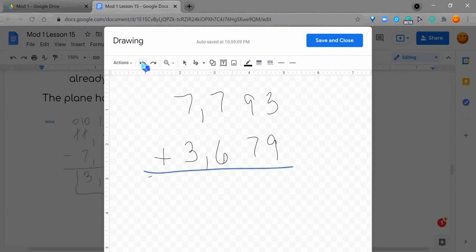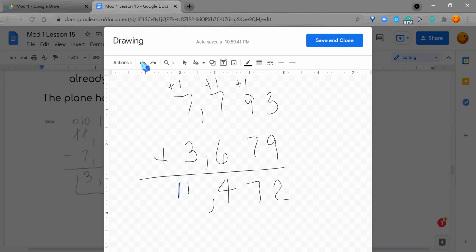Do you see how that worked? Add. So I'm going to do 3 plus 9. You're right, is 12. I drop the 2, carry my 1. 1 plus 9 is 10, plus 7 is 17. Great job. And I carry my 1, drop my 7. 1 plus 7 is 8, plus 6 is 14. Drop the 4, carry the 1. 1 plus 7 is 8, plus 3 is 11.